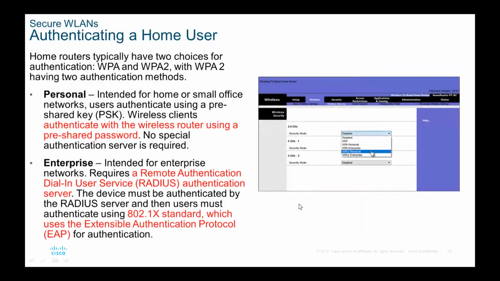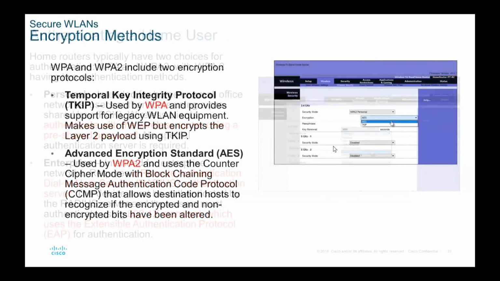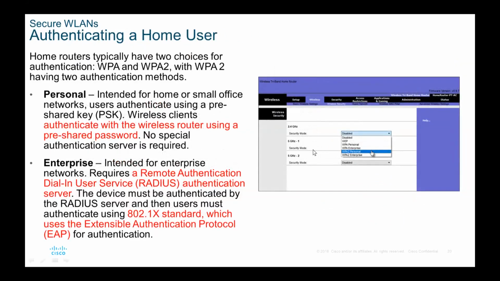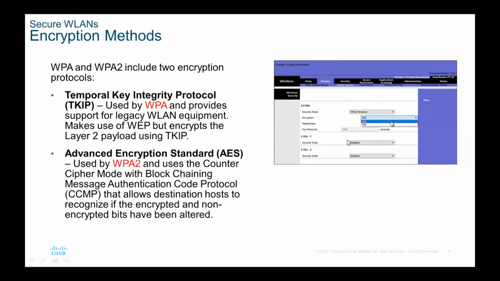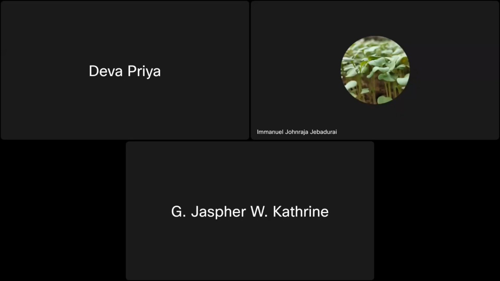So now to do the configurations, we'll be using the GUI on the wireless device. This is one snapshot which shows how we choose the security mode, how we choose the encryption algorithm to be enabled, and how we set the password. Okay, so now I'll go to the configuration using the Cisco Packet Tracer.